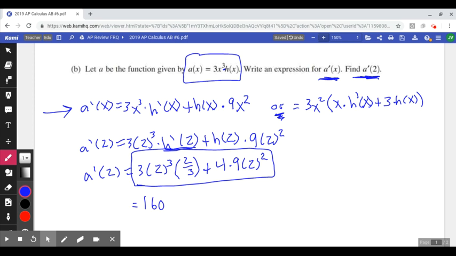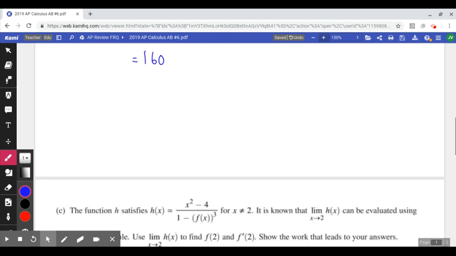So this one's 3 points here. Once again, 1 point for using some form of the product rule, another point for getting a prime of x, and that's this step right here, and then another point for getting a numerical expression that's equal to 160 for your a prime at 2.